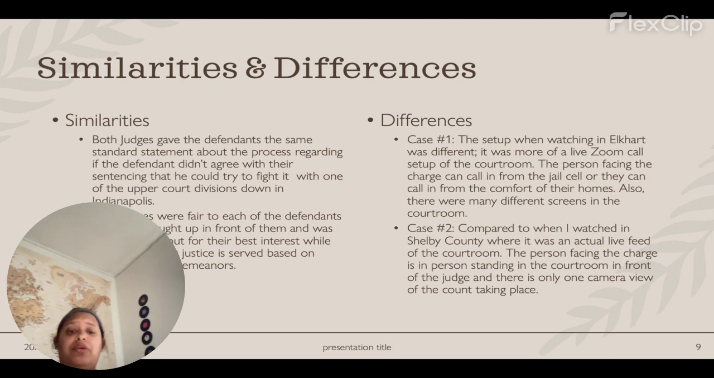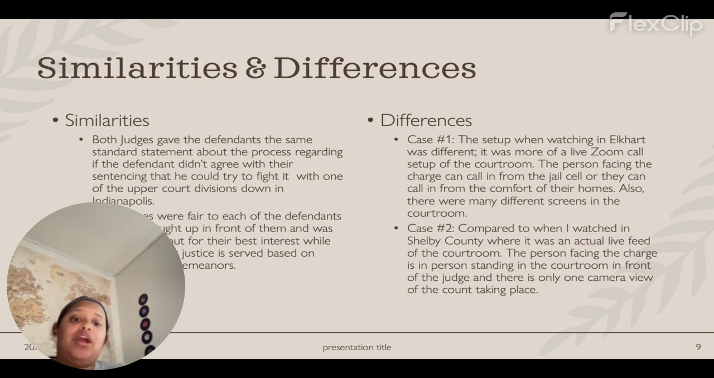Also, there were many different screens in the courtroom. There was the jail, like the actual jail, where they could call in, and then the background of the person's house when they were calling in for the status conference or whatever initial hearing they had.